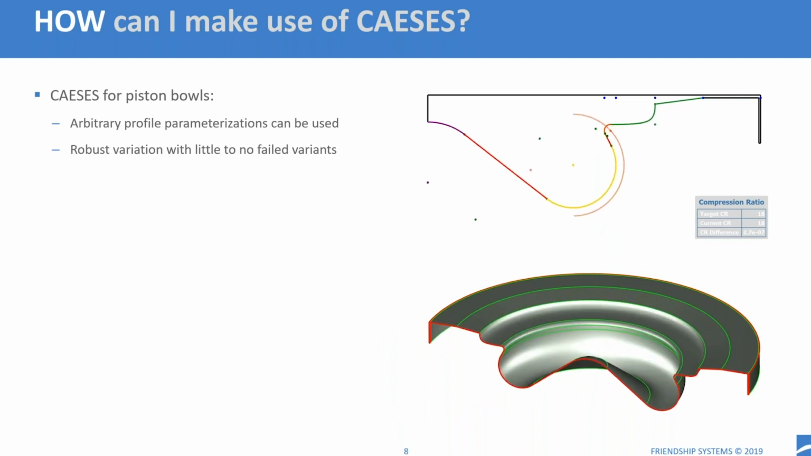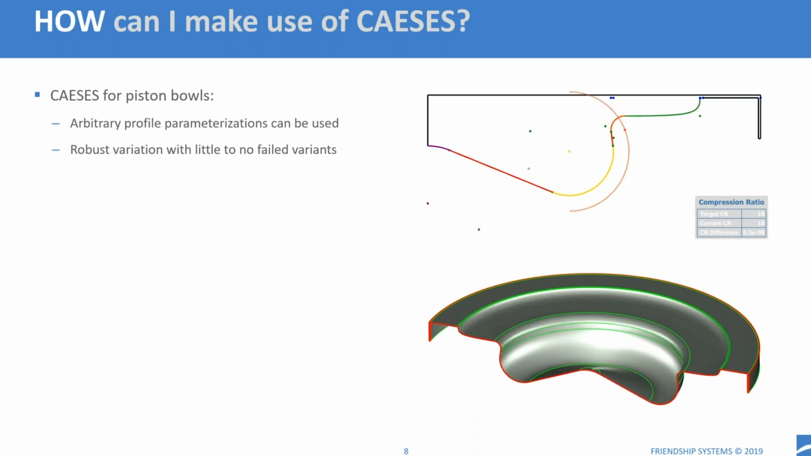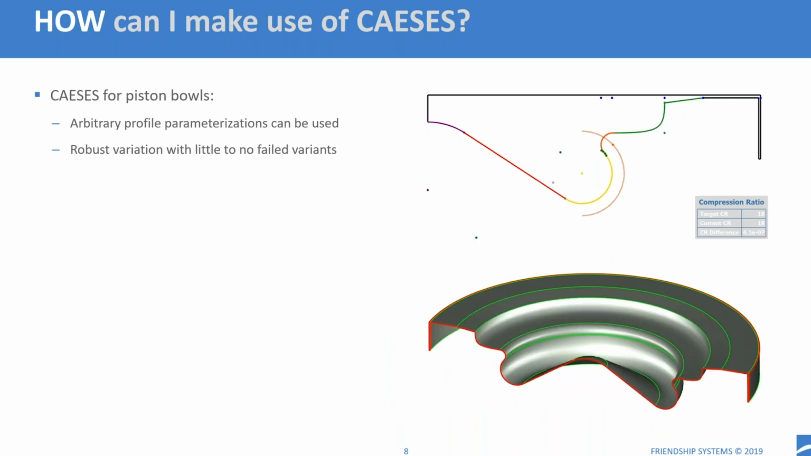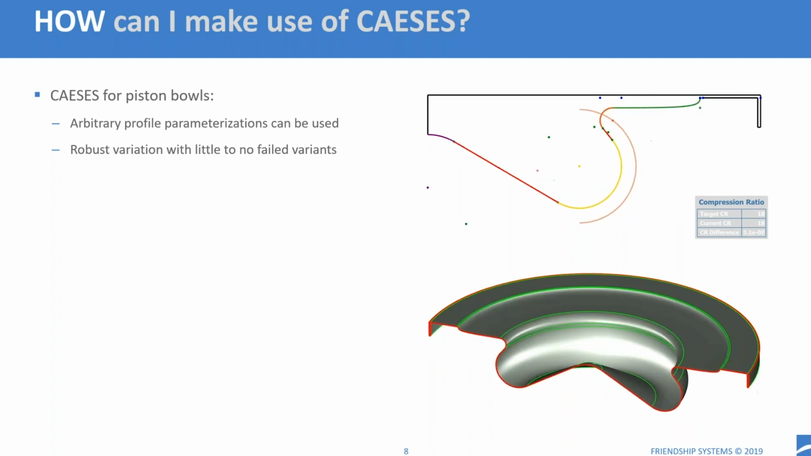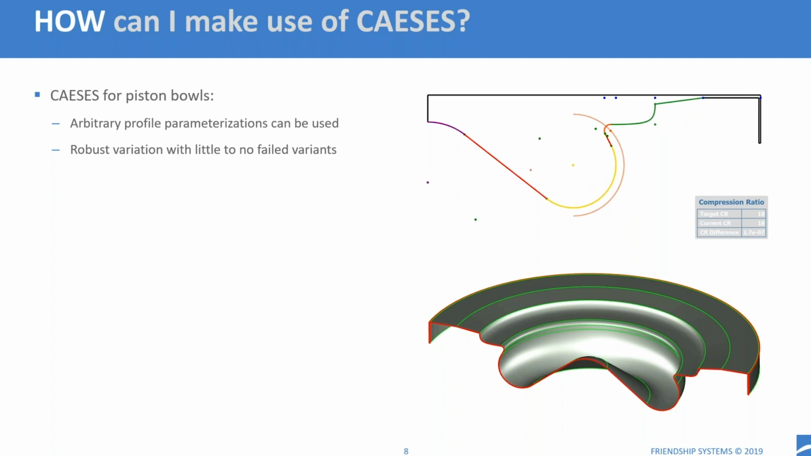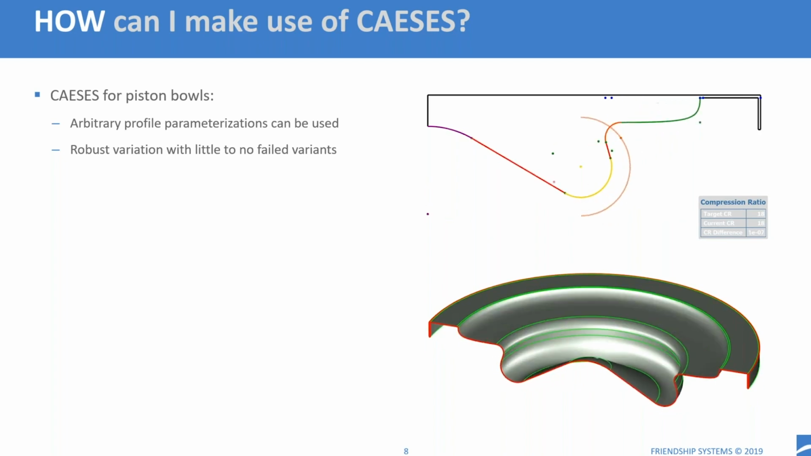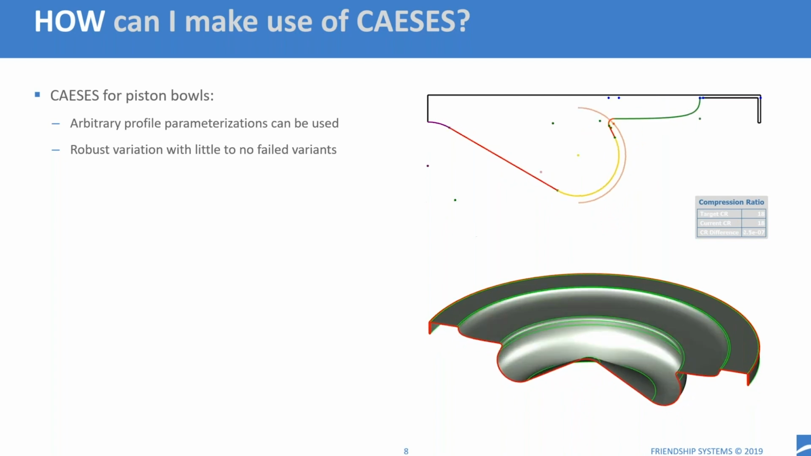The second point, which I mentioned already, and which is a crucial point in our process, is that we can allow robust variation of the geometry with mostly no failed variants, or at least very, very few failed variants. You can see some variation of the geometry here on the side.